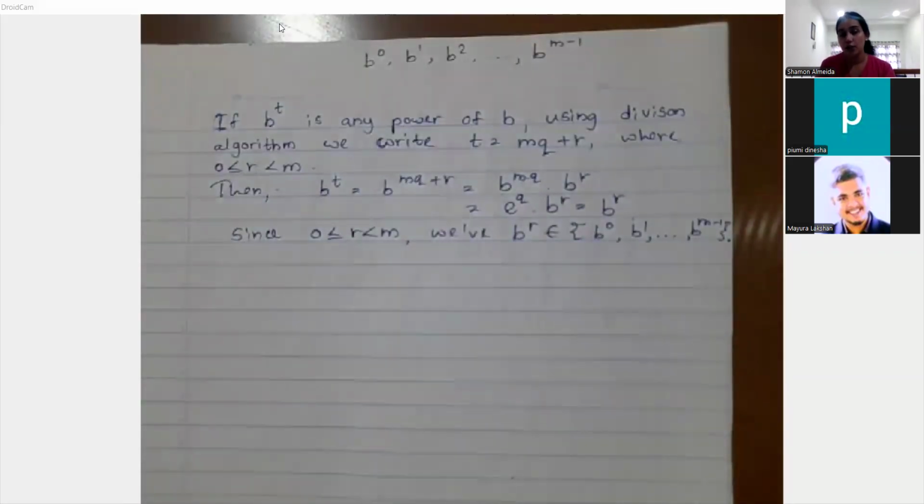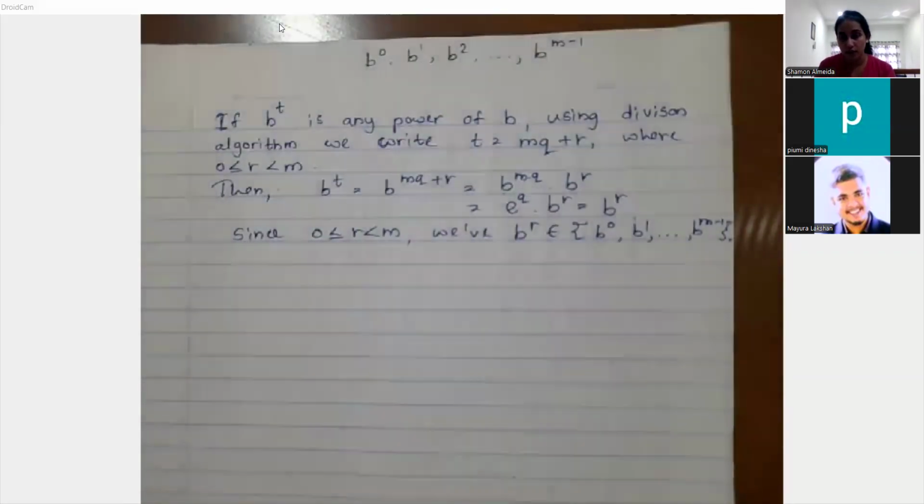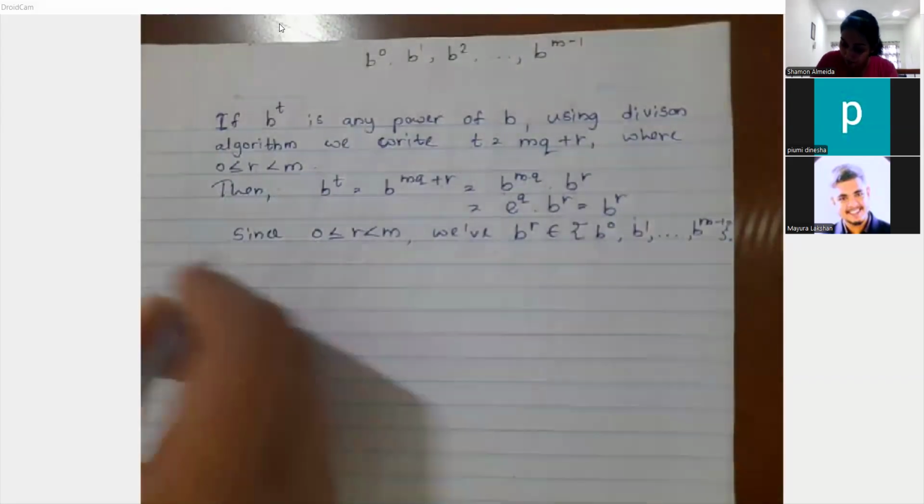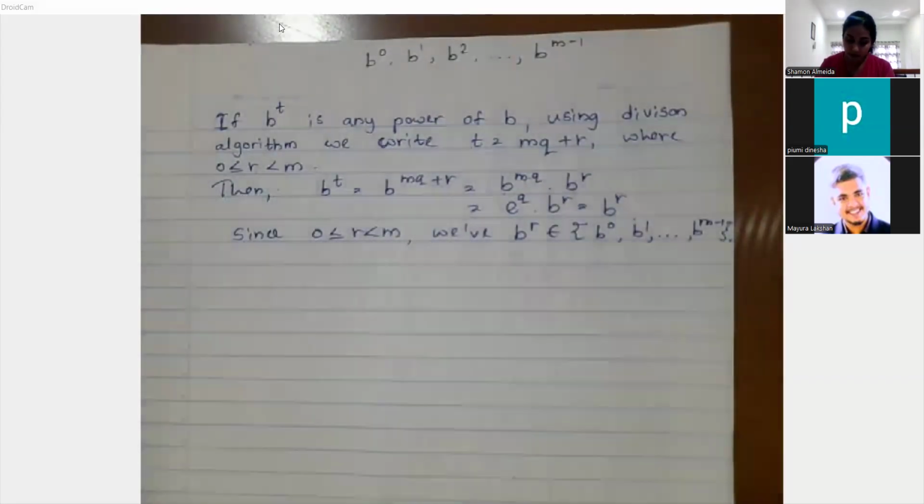Now, what is the next step? We have to show that m is equal to n over d, where d is the greatest common divisor of n and s.